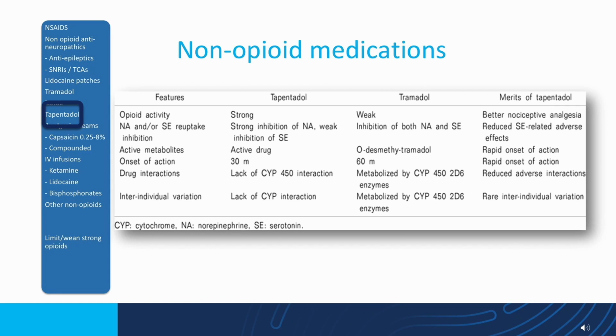Tapentadol is an active drug. It's not a prodrug. Its onset is quicker than tramadol, and it doesn't have any of that CYP 450 interaction, so it's a little bit cleaner to give to patients, but it is an opioid. It is a scheduled medication. You need to be careful when using it, and you need to have a plan. Have a look at that opioid lecture where we'll discuss this in a little more detail.